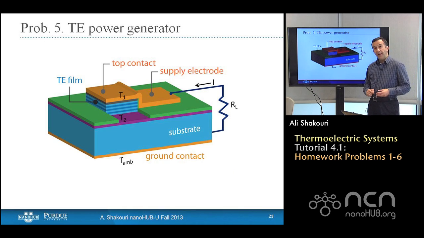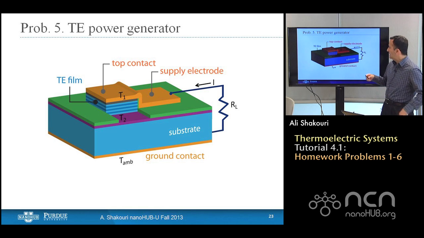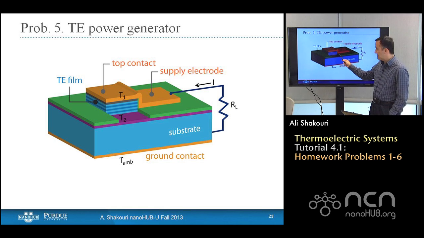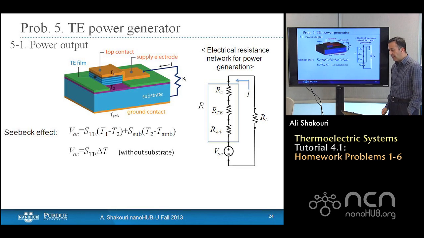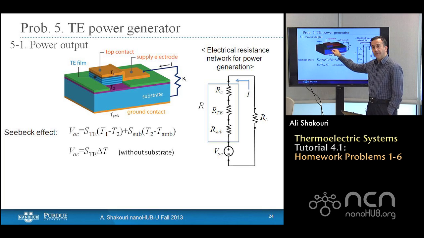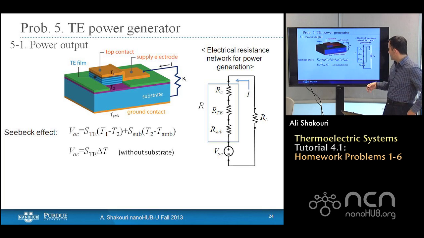In problem 5, we took the same device, but we looked at power generation. So the difference is that now, instead of sending a current, there is a temperature difference, and this is connected to a load with resistance RL. The question is, how would you analyze this? Well, under a temperature difference, a thermoelectric is like a small battery.